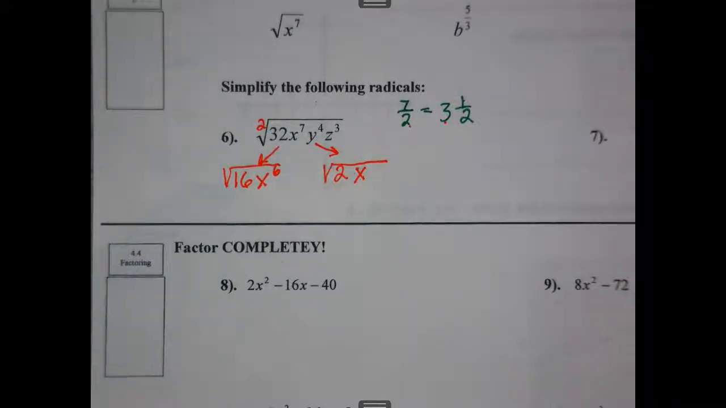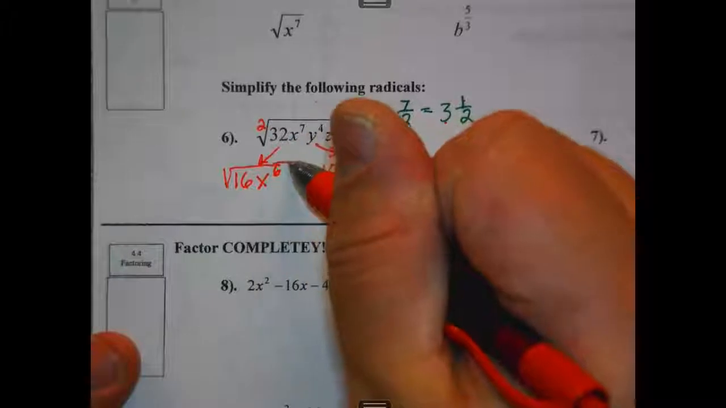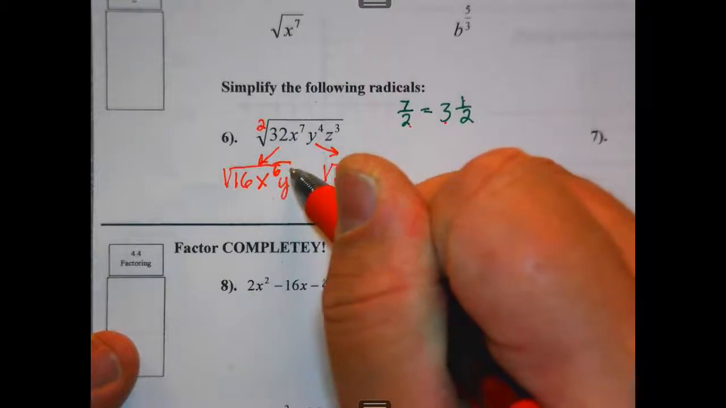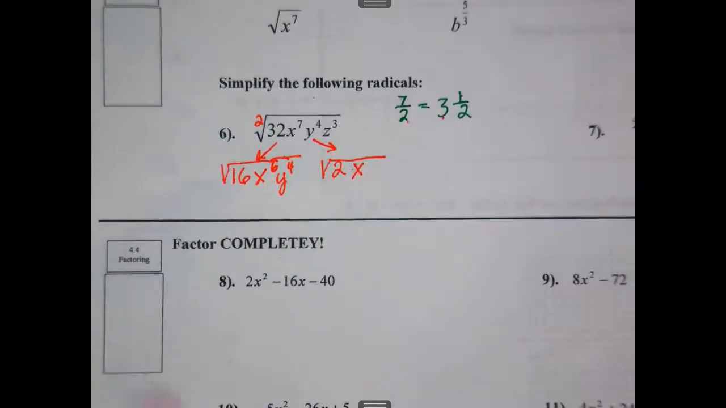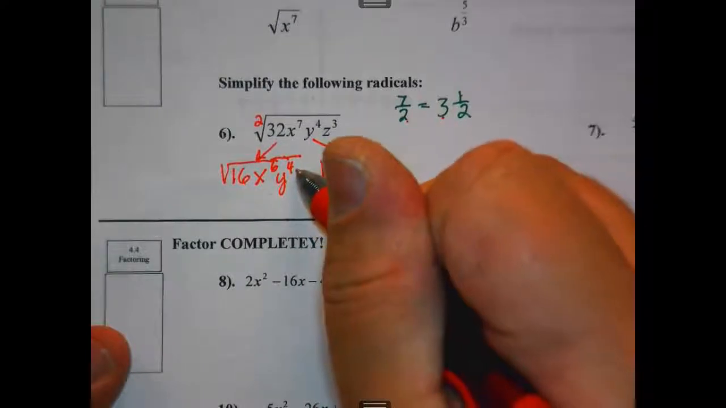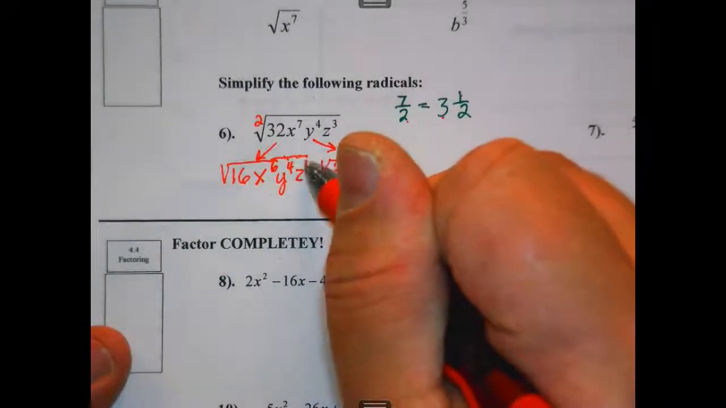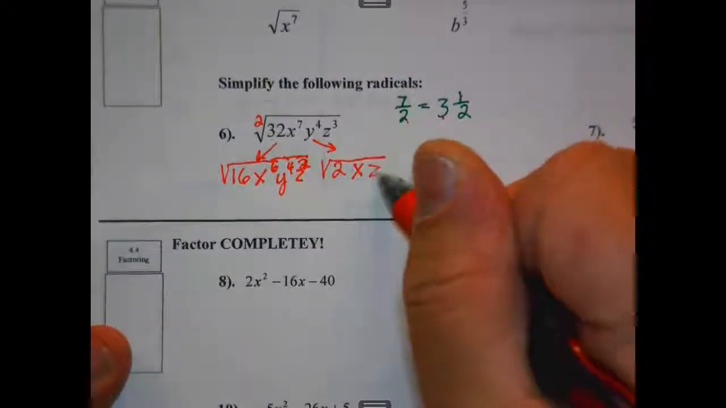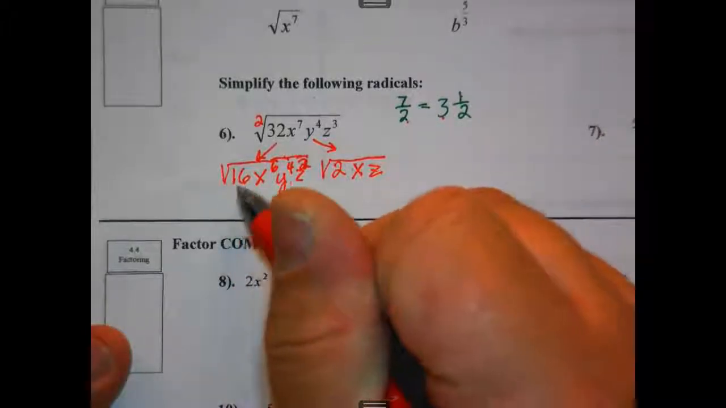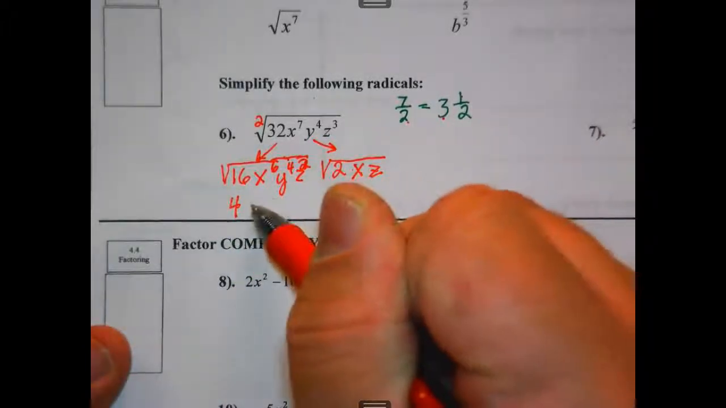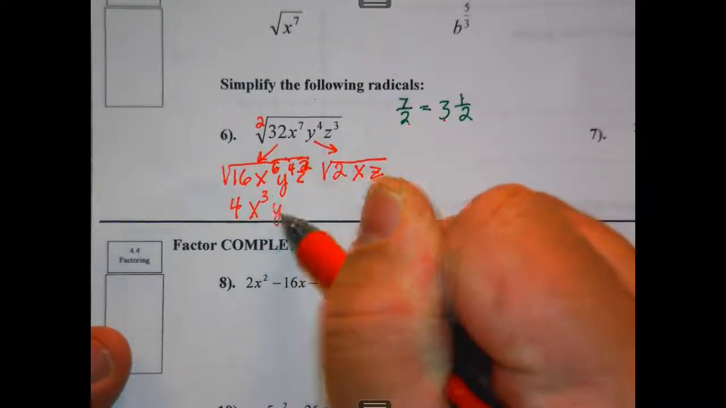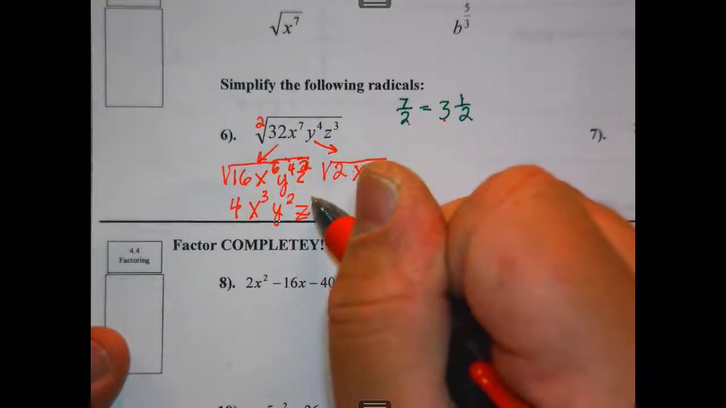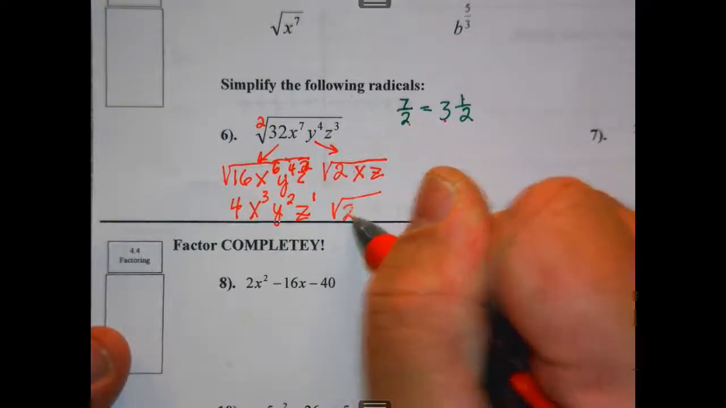How about y to the 4th? Well, it's divisible by 2 with no extras. It's a perfect square. How about z to the 3rd? Well, I'm going to have 1 power, or I can take out 2. That's a perfect square. And I'm going to have 1 left over. So the square root of 16 is 4, 6 divided by 2 is 3, y divided by 2 is 2. z has an exponent of 2, so the square root is 1, and I have left over 2x.